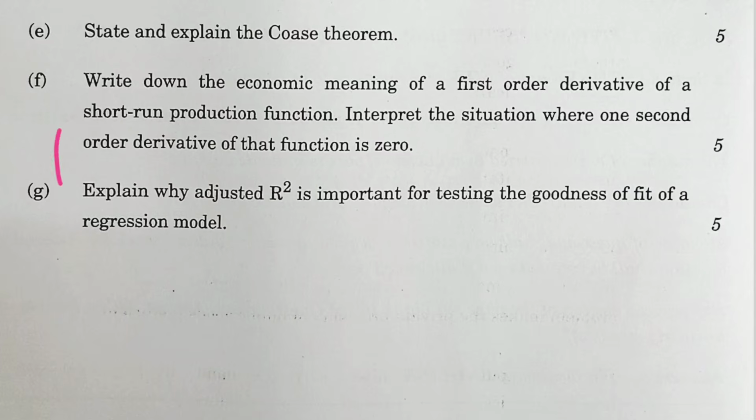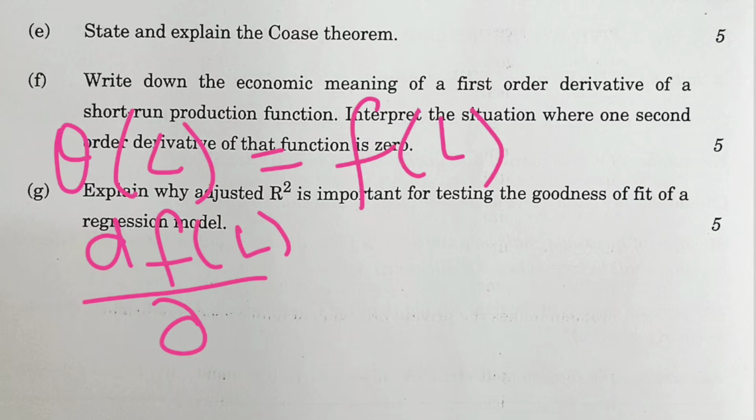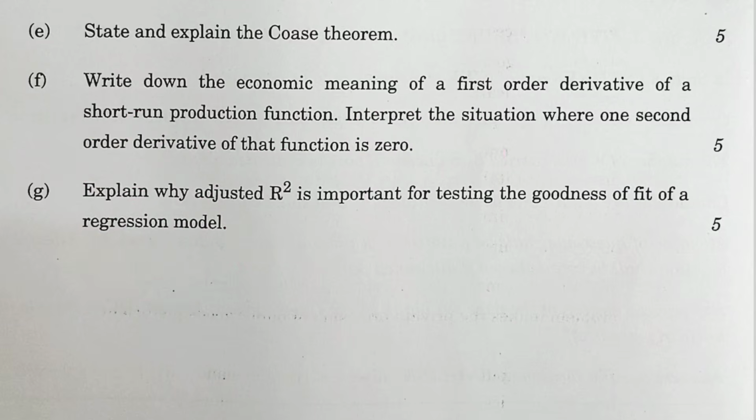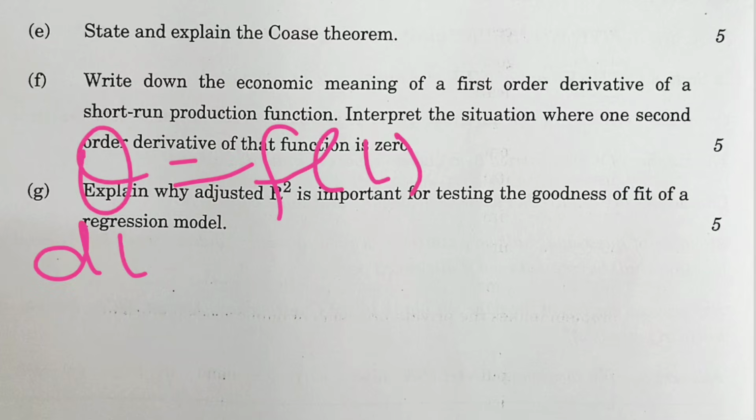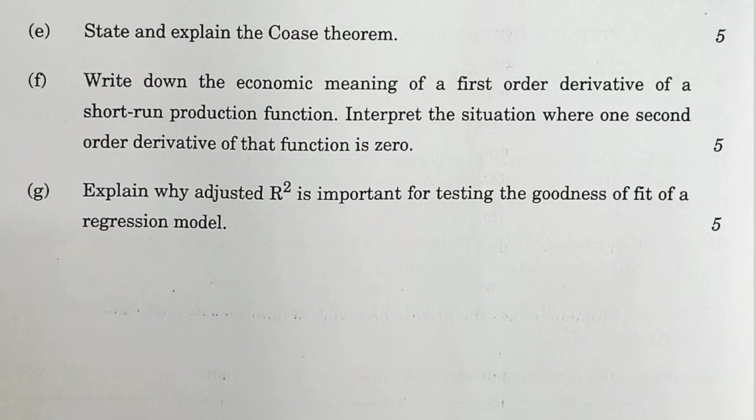Okay, so if we have a short-run production function, that is, output is a function of labor, Q equal to f of L, then the first derivative, dQ upon dL, shows us the marginal product of labor. Okay, I am not explaining all the things here, just giving a gist of this paper.